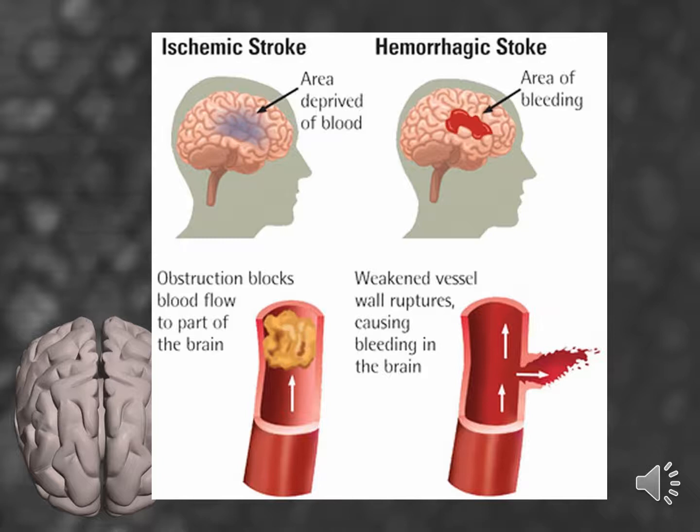A hemorrhagic stroke is where the blood vessel ruptures and bleeding starts to build up in the brain, which therefore increases pressure and then also cuts off blood supply to that area of the brain.